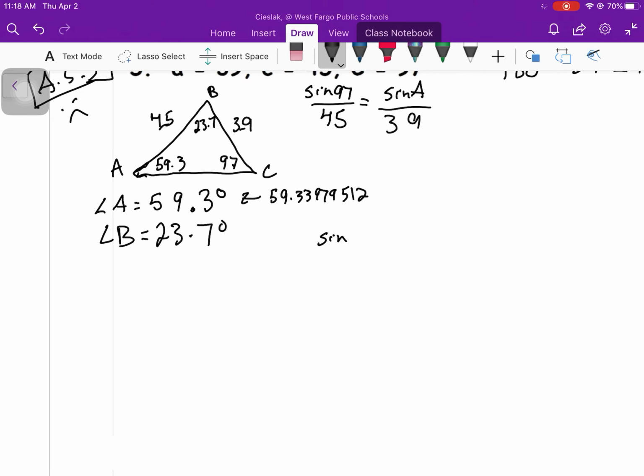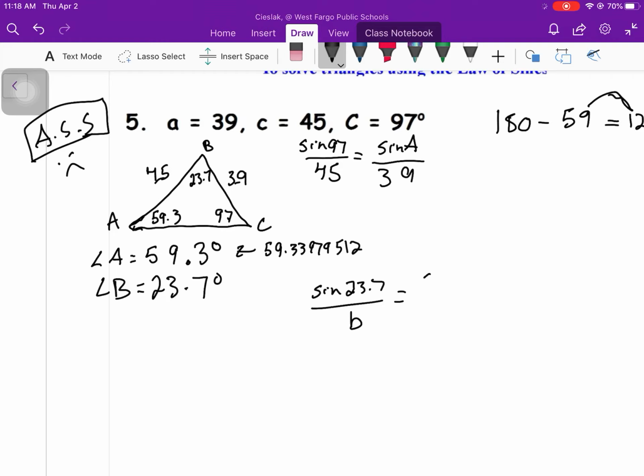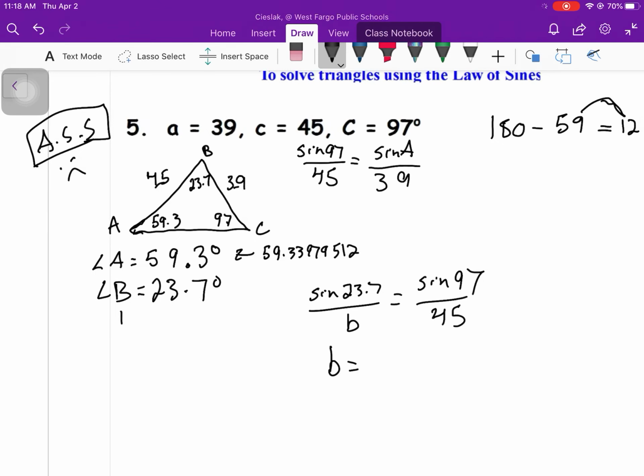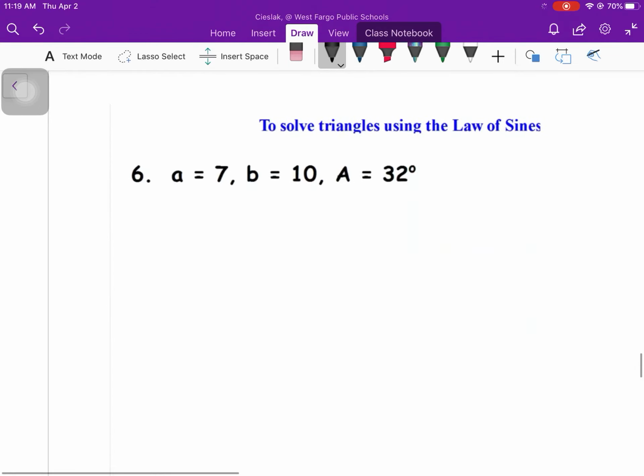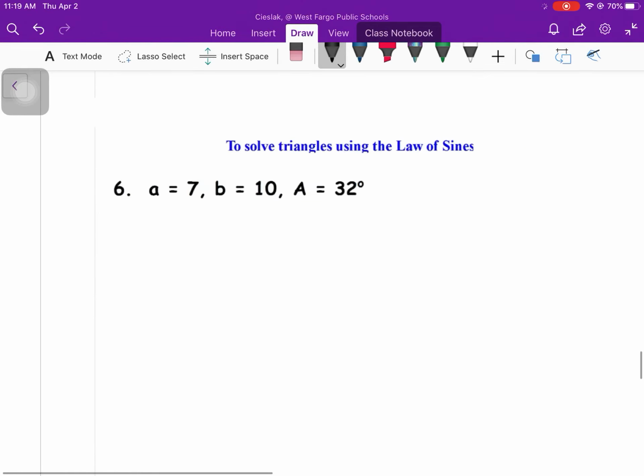So I can say the sine of 23.7 over side B is equal to, always start with what we had, so let's go sine 97 over 45. If we do that, you'd get B is equal to about 18.2. So I'm going to come over here, B is equal to 18.2. Okay. So one last one, and then I think we're done, right? Yep.